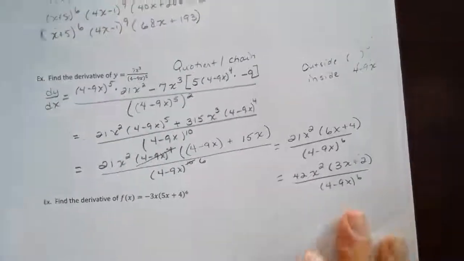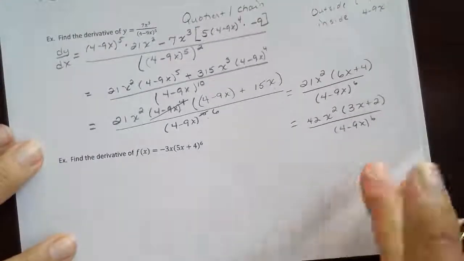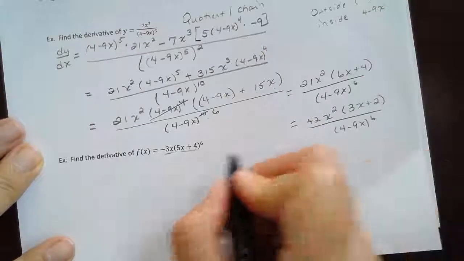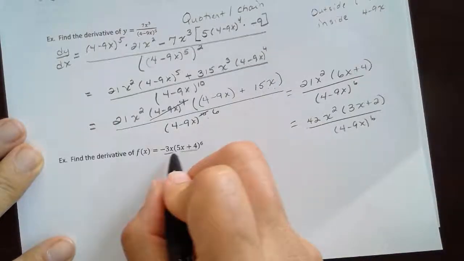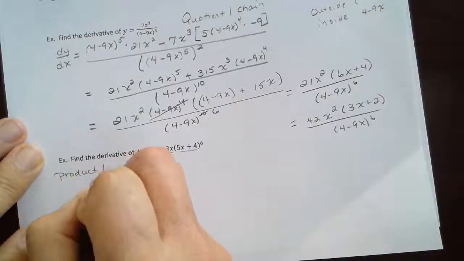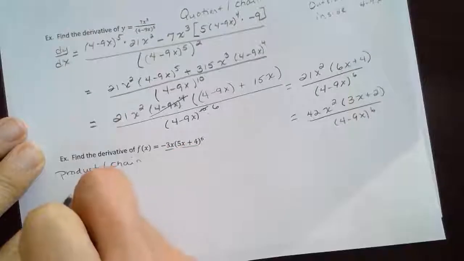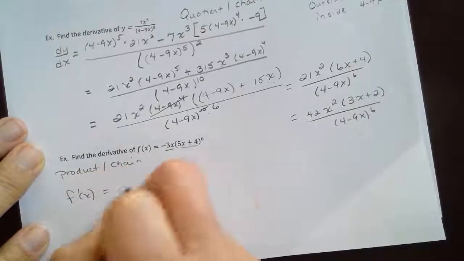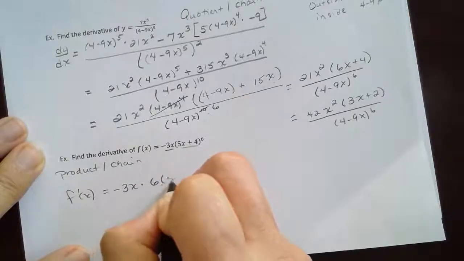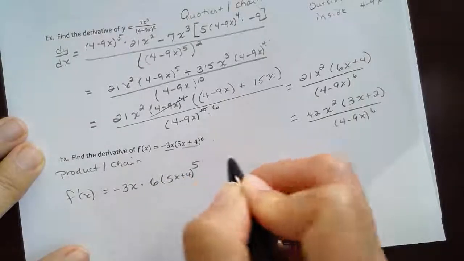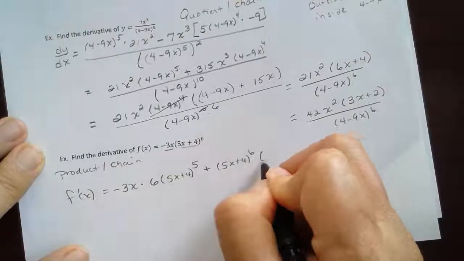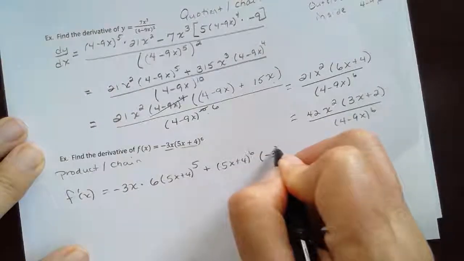Here we have another one. We're going to use product and chain rule. It's going to be first factor. That's going to be my second factor. Again, outside is something to the 6th. Inside is going to be 5x plus 4. So this is going to be product and chain. So f prime of x will equal first, which is negative 3x, times derivative of the second. So 6 times 5x plus 4 to the 5th power, plus the second, 5x plus 4 to the 6th, times the derivative of the first, which will be negative 3.